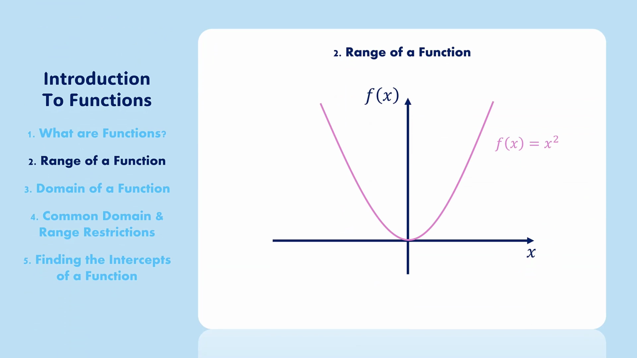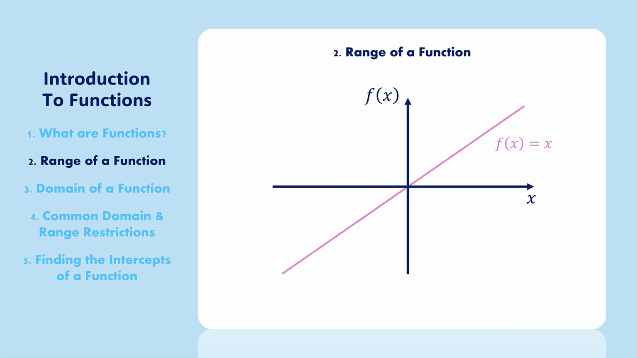The range of a function is defined as the set of all possible values y can take and is usually given as an inequality. For example, for the graph of y equals x squared, the graph never goes below the x-axis, which means that the function's output is always greater than or equal to 0. Sometimes there may be no restriction on the range of a function, like this one here, y equals x. When the range of a function is unrestricted, we say the function of x is defined over all real values.